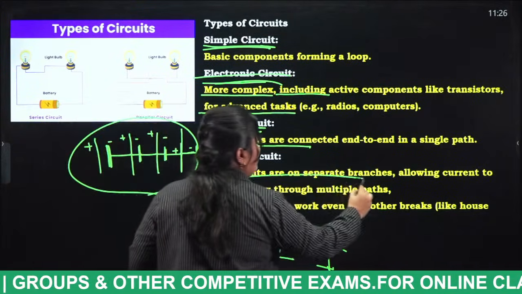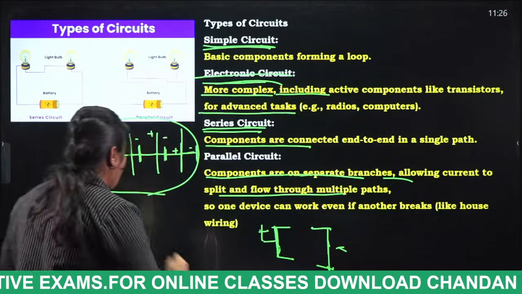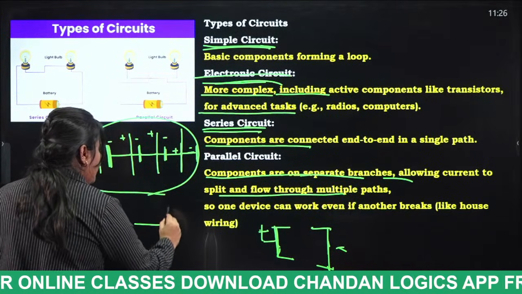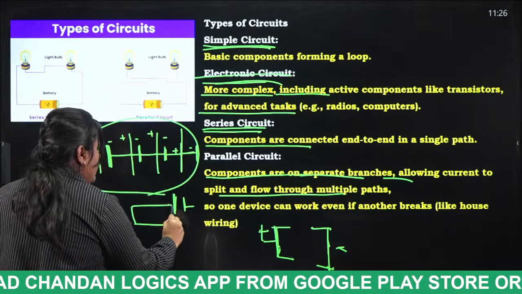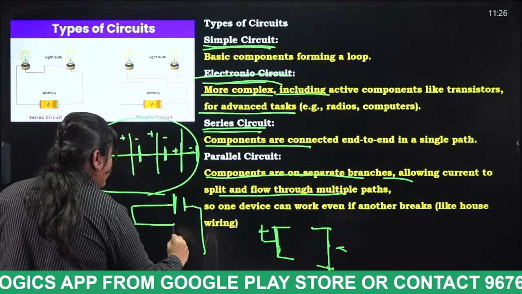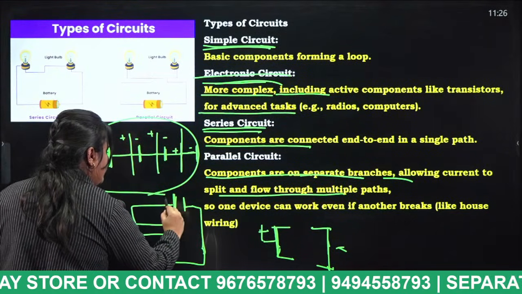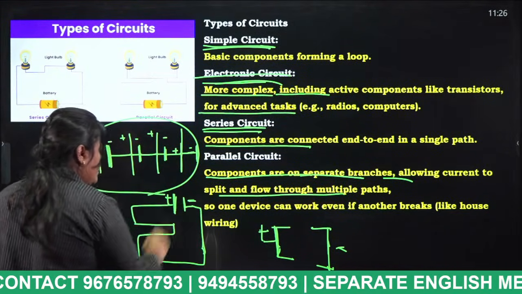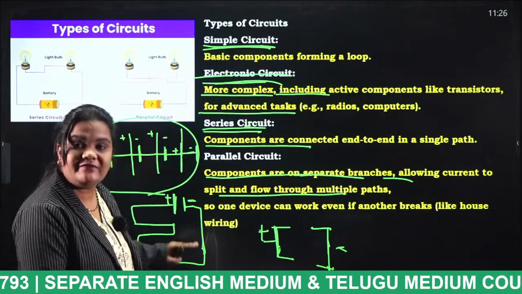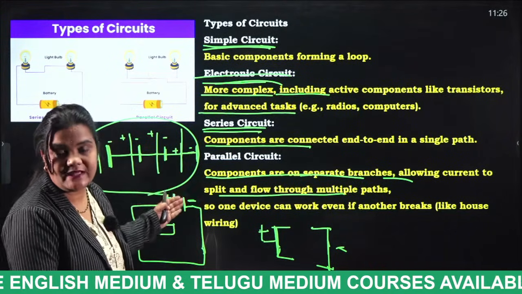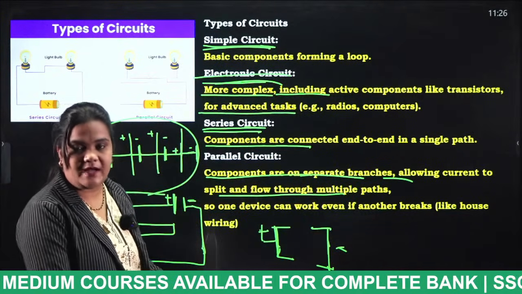Components are on separate branches, allowing current to split and flow through multiple paths. For example, you think this is a battery, so it is happening like this. This is positive and this is negative. Even though the current stops in one branch, the current will be flowing in the other branch. That is the difference between series circuit and parallel connection.